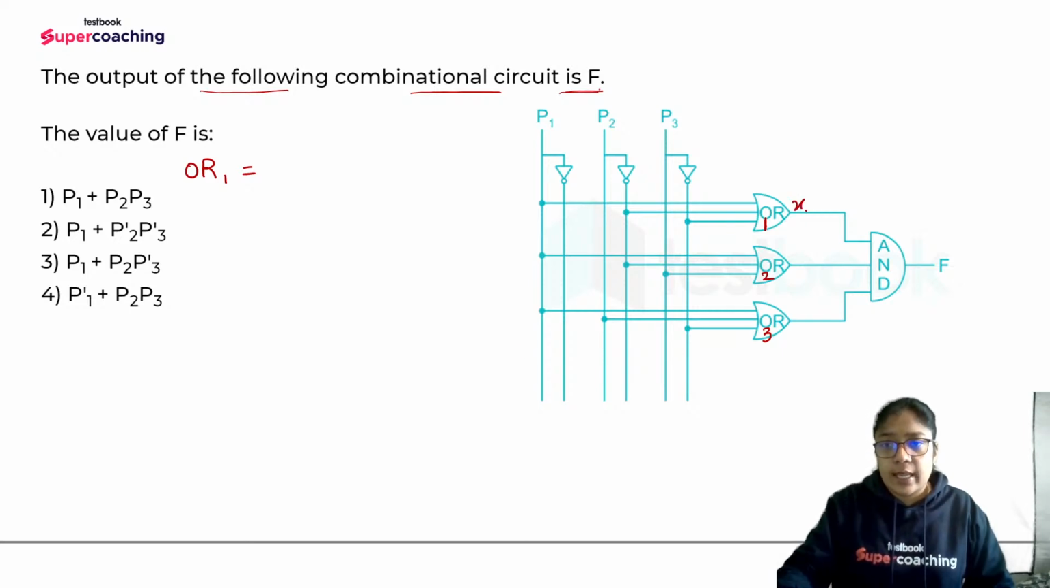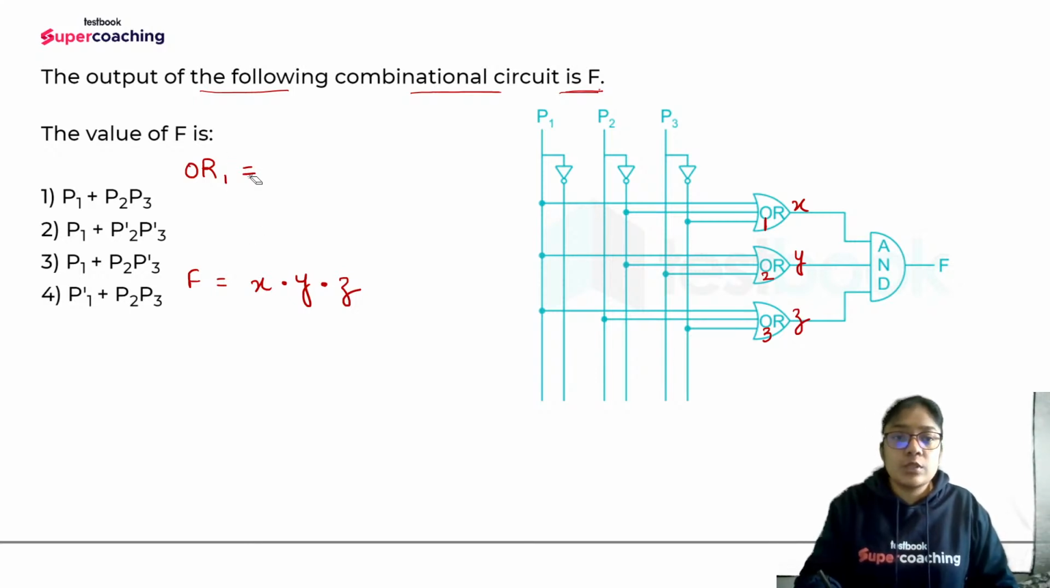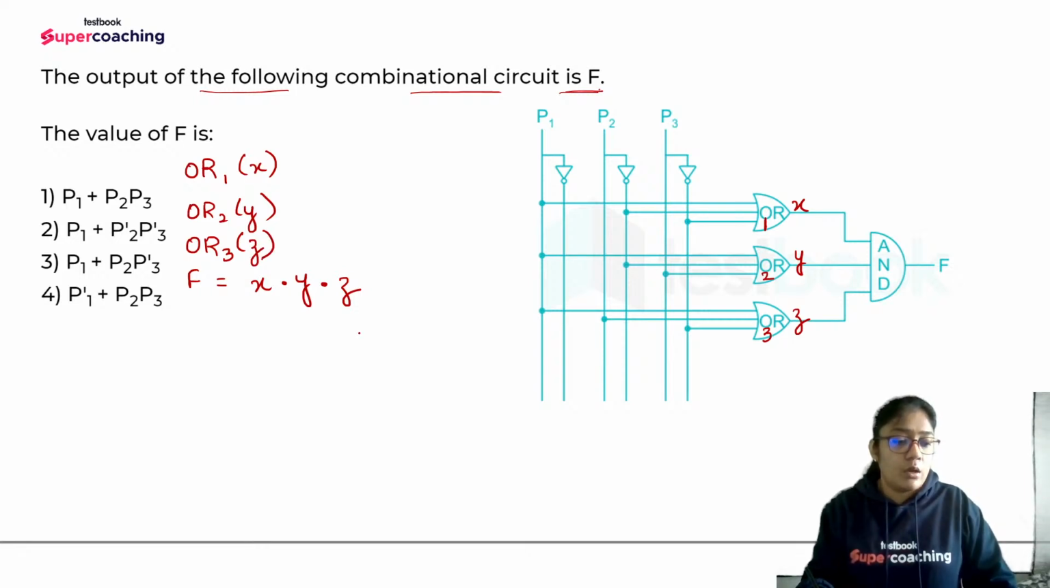I'm assuming this as X, this as Y, this as Z. So ultimately F is equal to X into Y and Z. So I'm focusing on finding the value of X that is returned by the output of OR gate 1. Second OR gate is returning Y. आप कोई भी वेरिएबल्स ले सकते हो. ये मैंने सिर्फ और सिर्फ प्रॉब्लम को डिकम्पोज करने के लिए, साइज छोटा करने के लिए. All right.